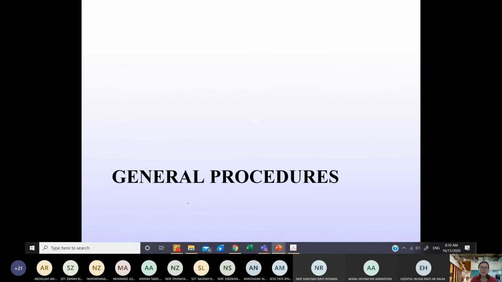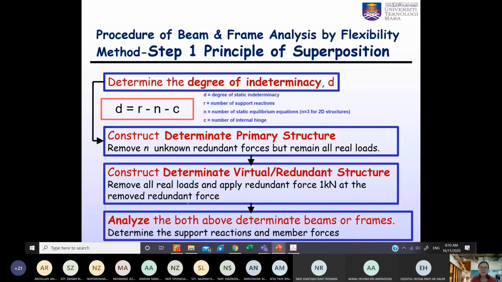So these are the general procedures, just to refresh what we need to do for the flexibility method. First of all, we need to identify the number of redundants. We will have a value here, let's say 1, which means you are going to remove 1 redundant. You need to identify whether this redundant is chosen externally or internally.